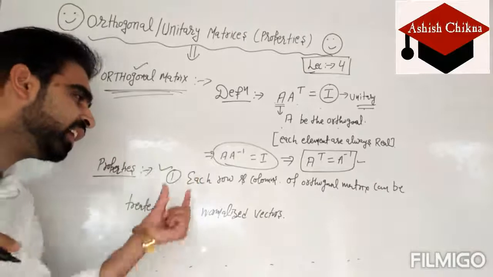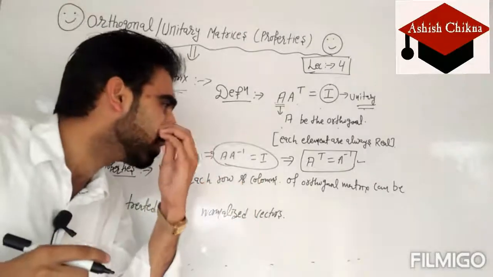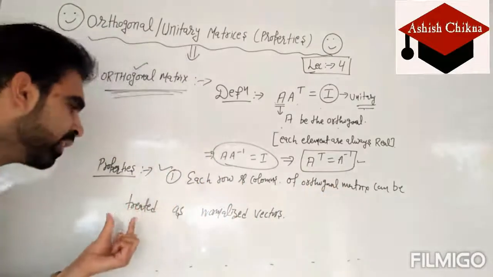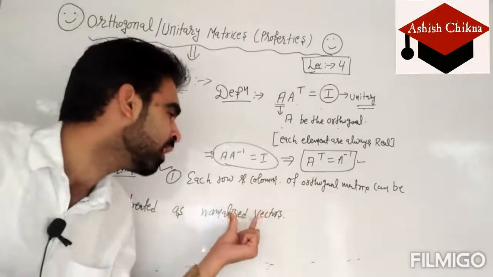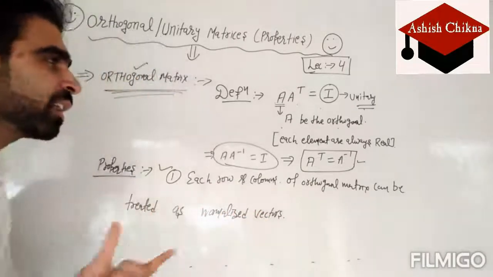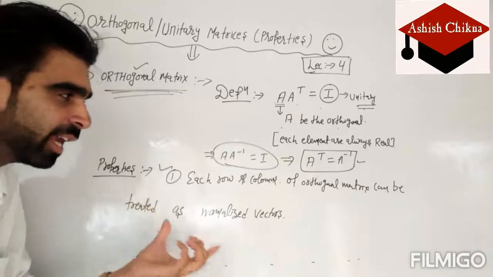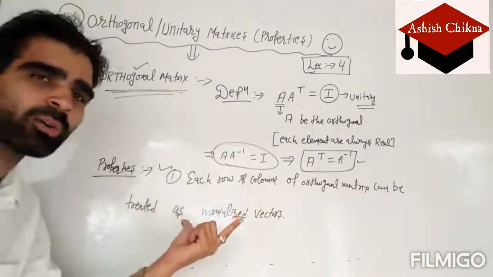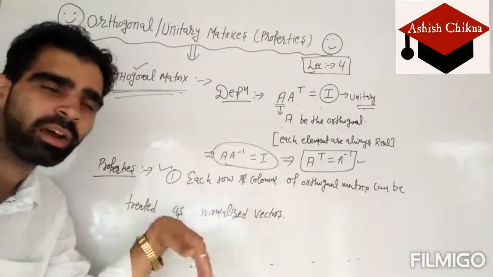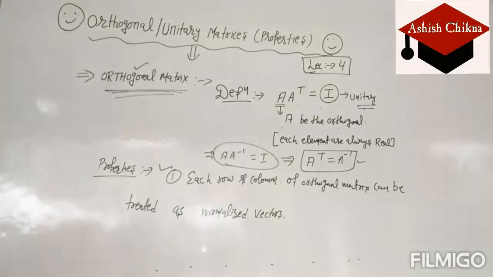First property: each row and column of the orthogonal matrix can be treated as a normalized vector. Note this down first, and then we will note down the second.